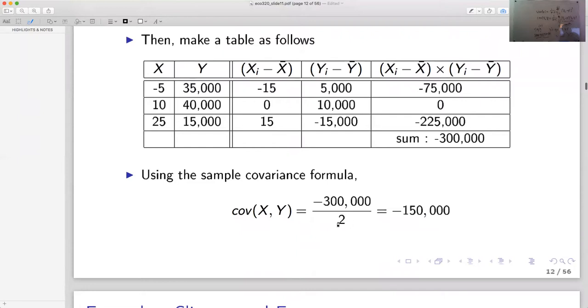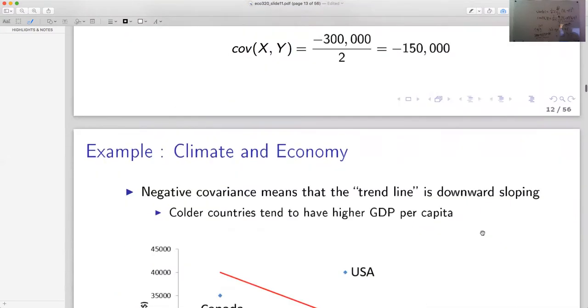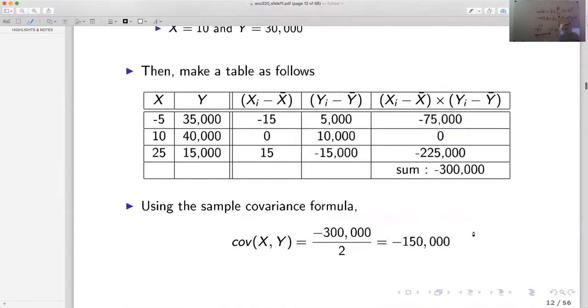So it should be 2. So it's going to be 150,000. What matters for covariance is negative. So basically, that is saying that the association between this temperature and GDP per capita is negative. So for covariance, what matters is the sign.